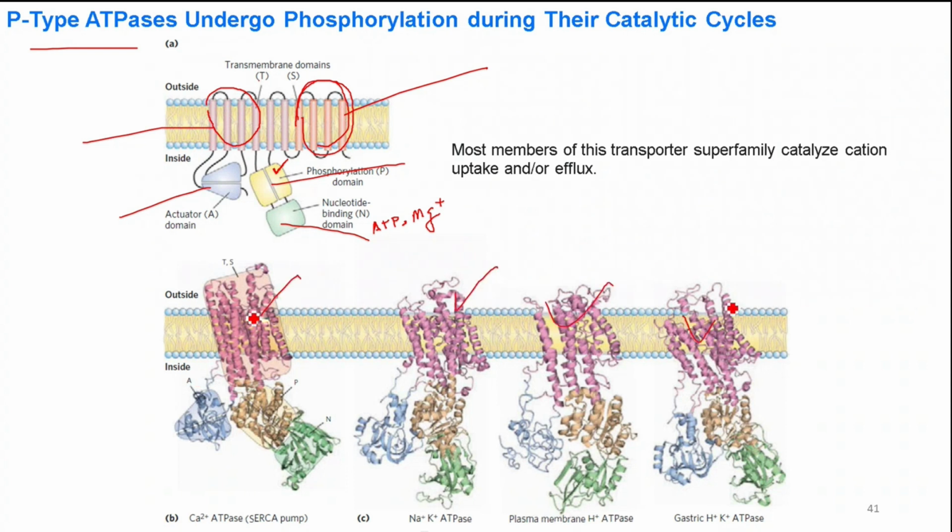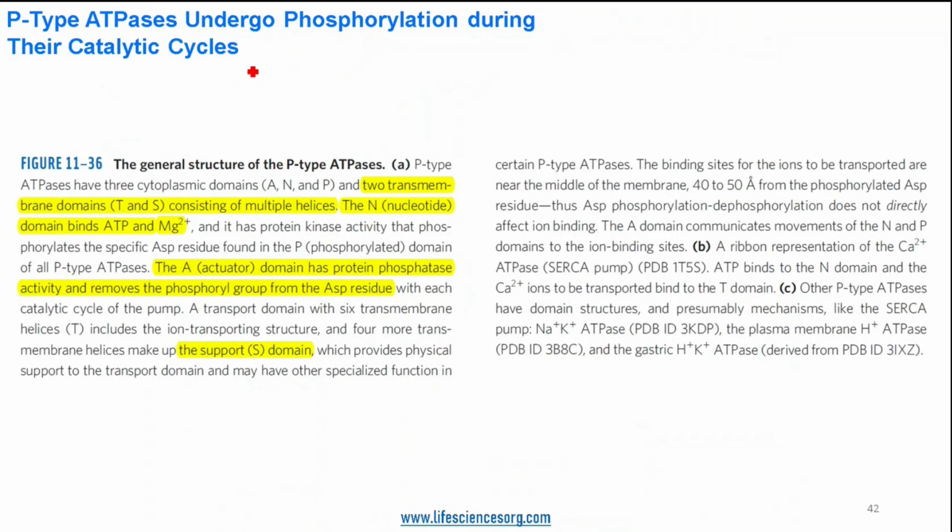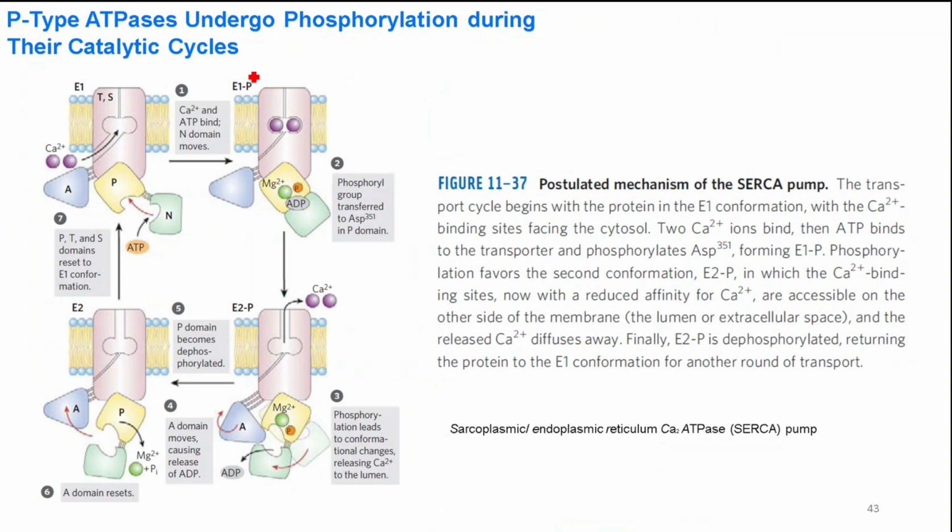The calcium pump has this kind of format, and the sodium potassium pump, the hydrogen pump, and the gastric hydrogen potassium pump fall under the category of P-type ATPase pumps, because the name contains ATPase. It means it will hydrolyze and utilize the ATP. We can see its cartoon picture here.